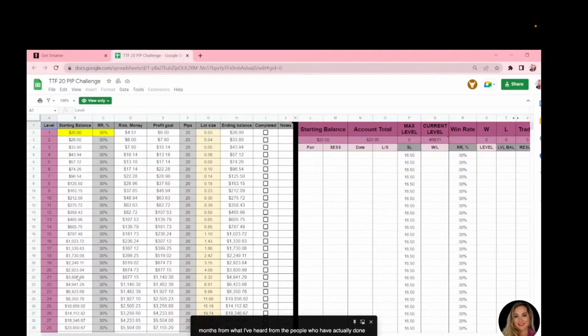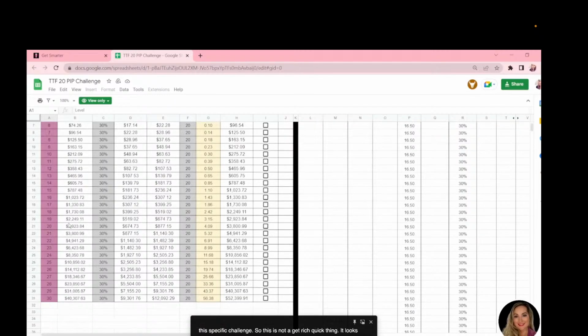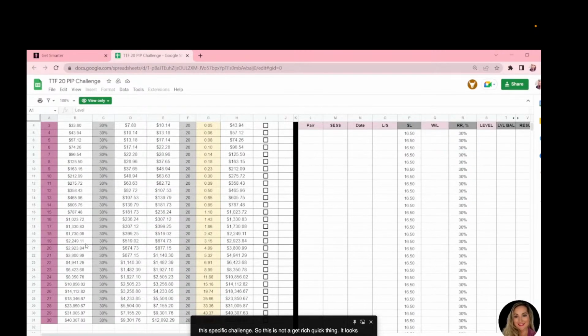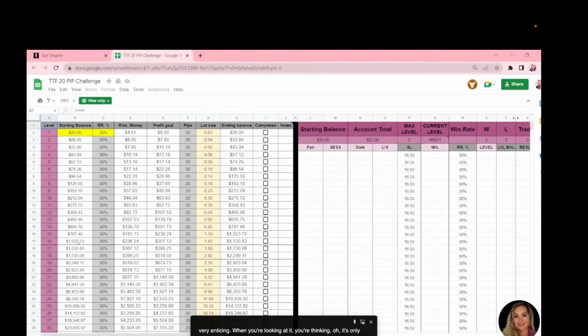So this is not a get rich quick thing. It looks very enticing when you're looking at it. You're thinking, oh, it's only 30 trades, how easy. But it's not that simple. There is definitely a lot of pressure that you put upon yourself, especially as you start seeing some of the higher risk that you're risking.